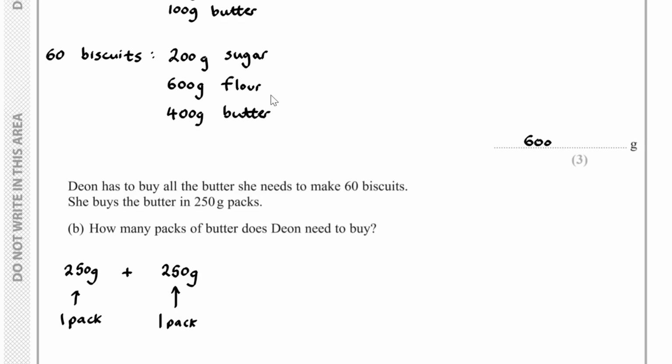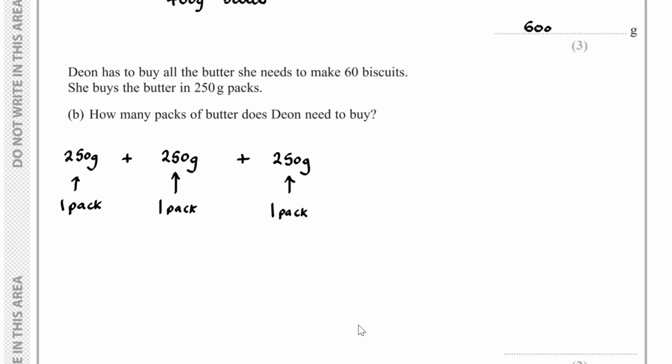And we see already over here, we require 600 grams. So we need a bit more butter. So let's buy another pack of 250 grams of butter. So here we've got another pack. And therefore, you'd see here, we require 3 packs of butter.